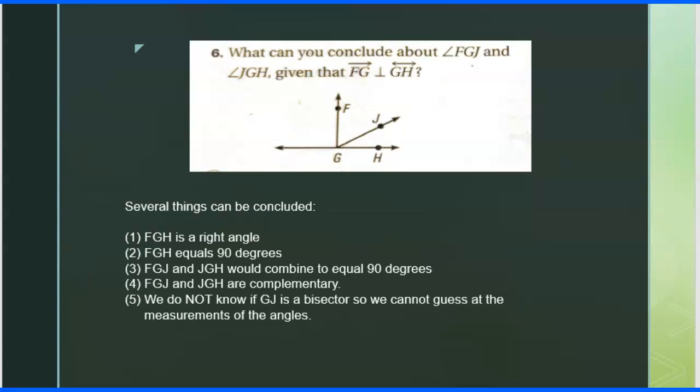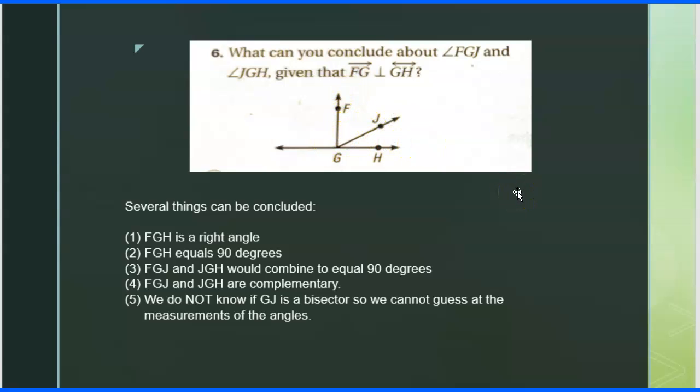Okay, now we look at number 6, which was on the previous slide. We want to know what you can conclude about FGJ. Here's FGJ and JGH, given that FG is perpendicular to GH. Now, I am not necessarily looking for just one thing. I want you to put down everything that comes to your mind, any conclusions that could possibly be drawn about these two angles here.